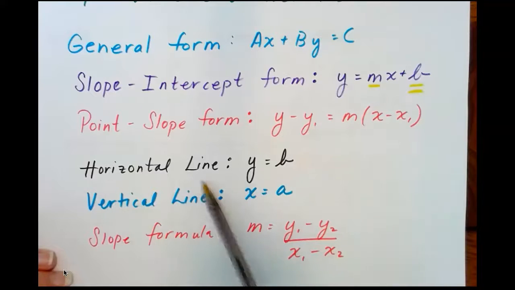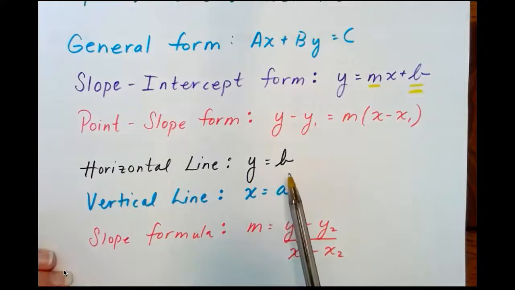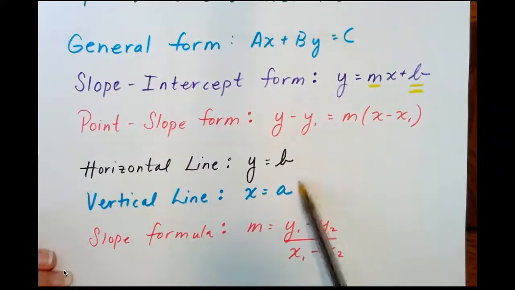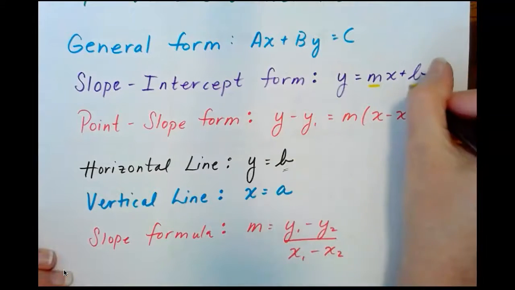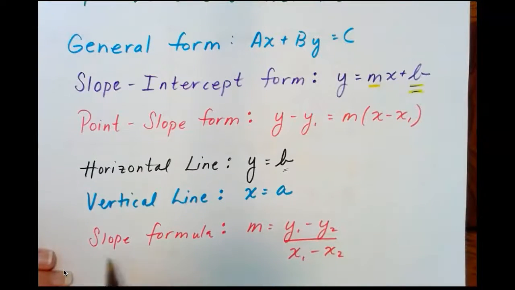The point-slope form, which you will be expected to use and know this year. A horizontal line comes in the form y equals b. A vertical line comes in the form x equals a, with a and b both being constants. And of course, this b is the same thing as that b. And then of course we have the slope formula.